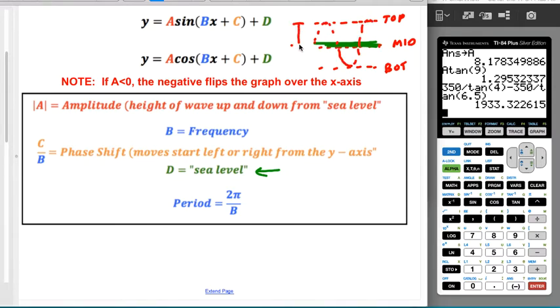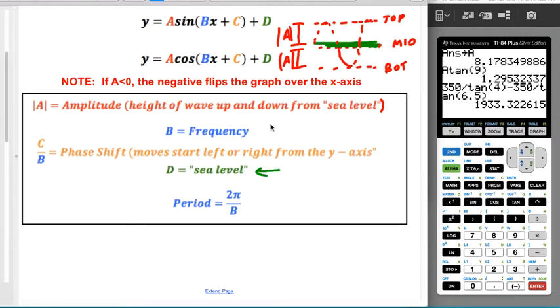How high the wave comes off of sea level is called the amplitude A. But it's the absolute value of A because it's a positive number. It's a scalar. It's how far, and there should be another parenthesis here, but we'll survive, it's how far the wave comes up and down from sea level.